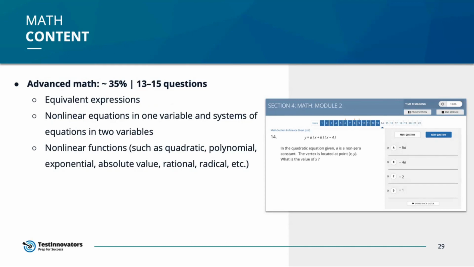Another 35% of the test is advanced math. So that's another 13 to 15 questions. And advanced math will cover things like equivalent expressions, nonlinear expressions in 1 variable and systems of equations in 2 variables, and nonlinear functions, such as quadratic, polynomial, exponential, absolute value, rational, radical functions, etc.